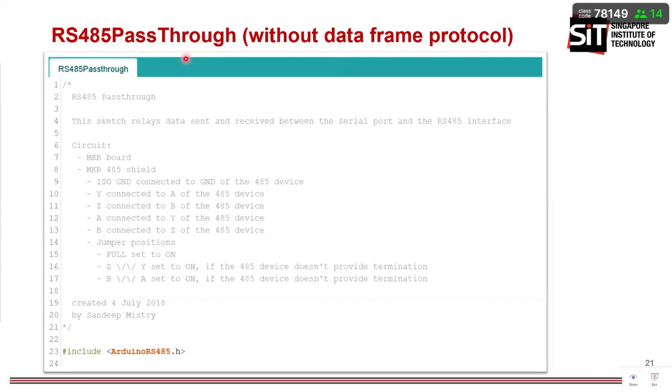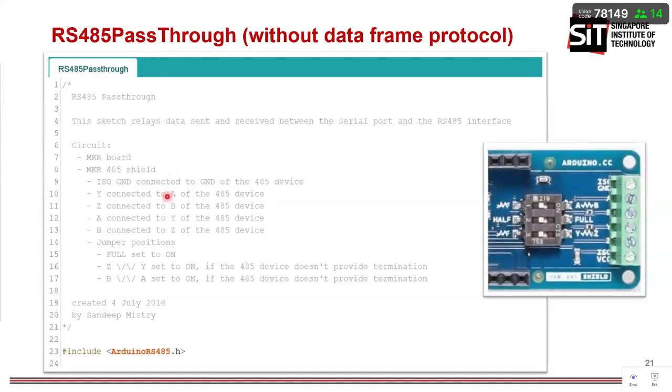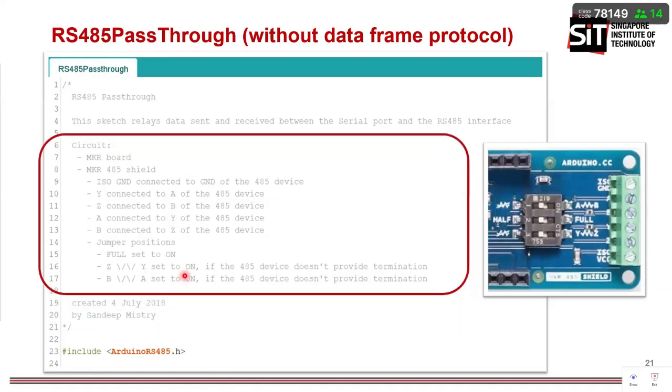Whether your data comes with any specific format, RS485 doesn't care. You send a 1, it will pass a 1 over through the wires. You send a 0, it will just send a 0 over. And this is what the physical layer is all about. So in this particular code itself, what I would like you to work on and to pay attention to is some of the settings. And these settings really determine how RS485 is configured.